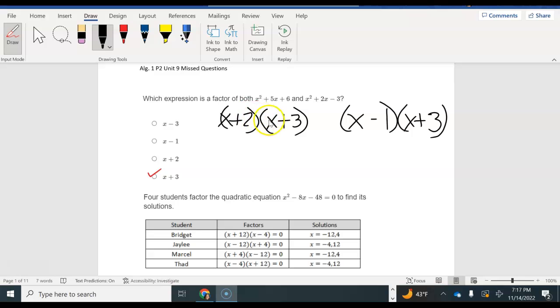So again, you can check that. x times x is x squared. Plus 3x plus 2x gives you 5x in the middle. 2 times 3 equals 6. So you know this is correct. All right, now we've got to factor the next one.